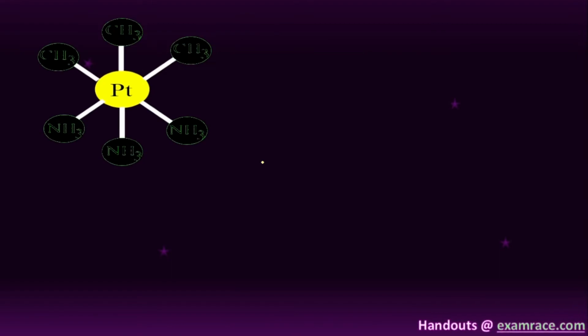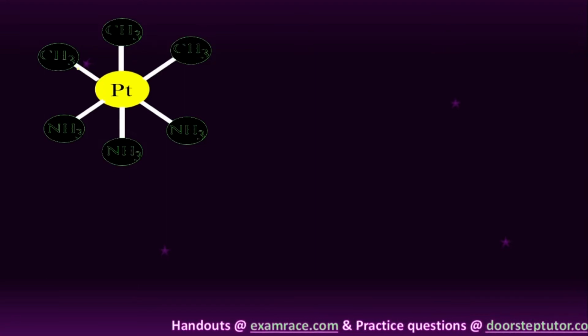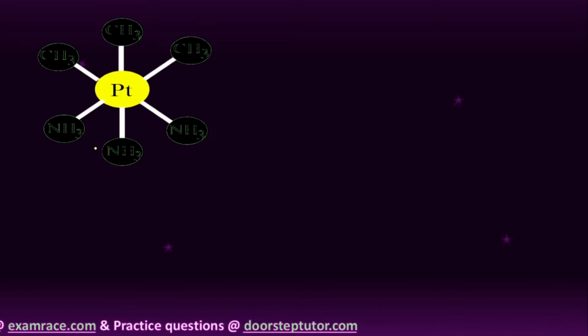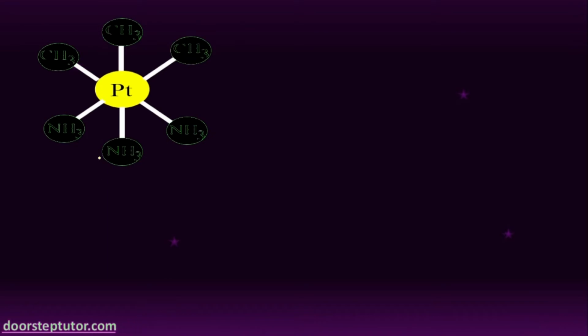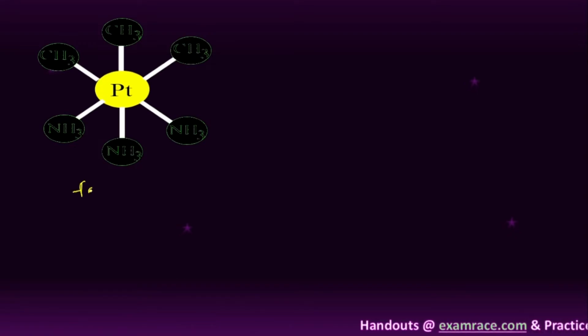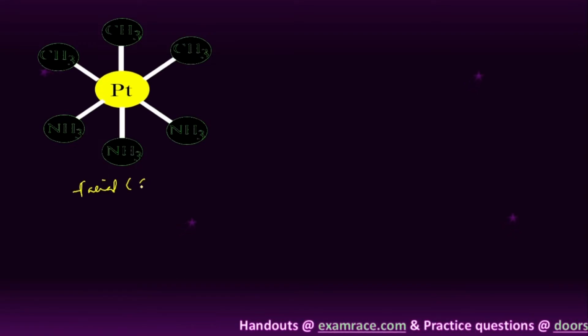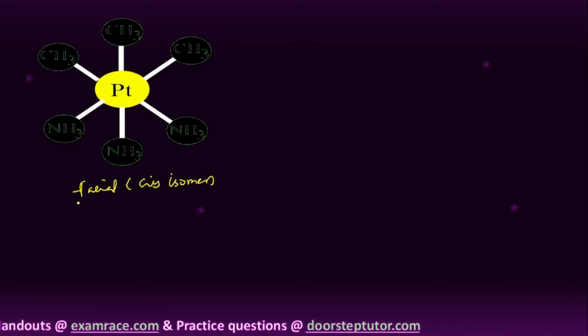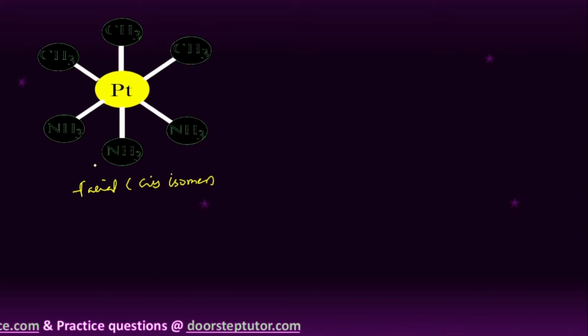Here you can see, this is a facial complex, student. Because all the methyl groups are in the cis position, and all these three amines are also in the cis position. So generally we can say it is an MA3B3 type of molecule, and it is facial, simply a cis isomer. Clear? So all methyl groups and all amines are mutually cis.